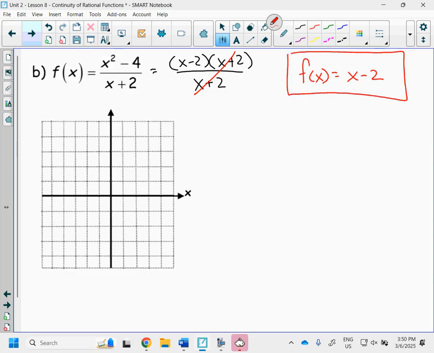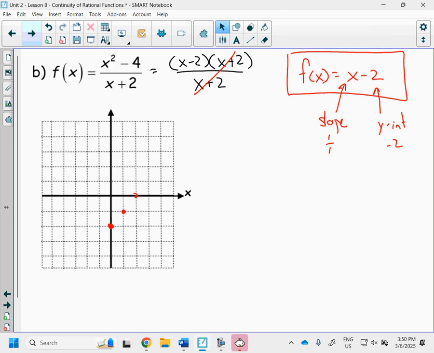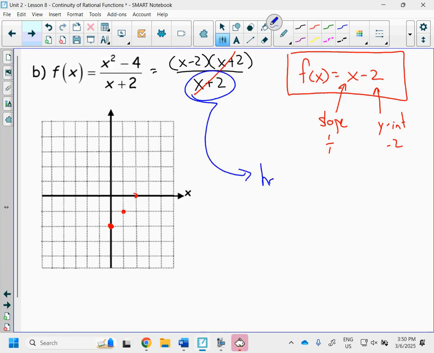Now that's just a line. That line has a y-intercept of negative 2 and a slope of 1 over 1. That's really nice to graph, really quick to graph. Negative 2 and up 1 over 1, up 1 over 1, and so on. The only trick to this line is because we canceled something out, we have ourselves a hole. The hole is at x equals negative 2, and whatever you get when you put negative 2 in for x.